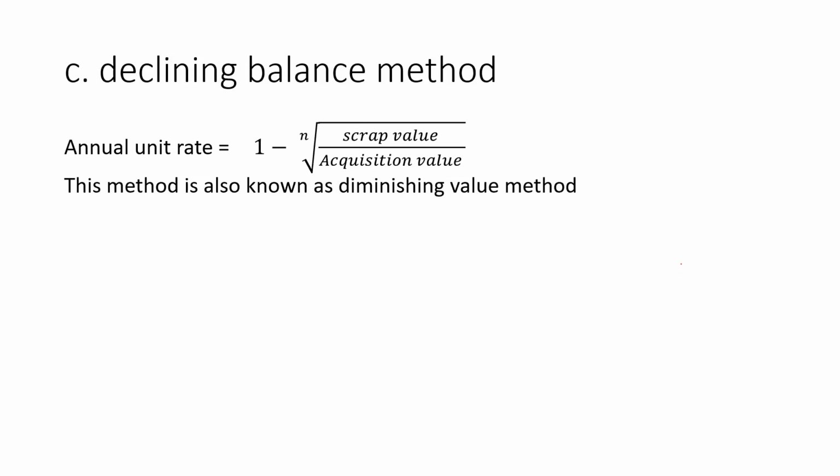Then the third one is the declining balance method. Declining balance method is also called the diminishing method. So the annual unit rate for the declining method is 1 minus the nth root of the ratio of scrap value over acquisition value. This method is also known as diminishing value return.